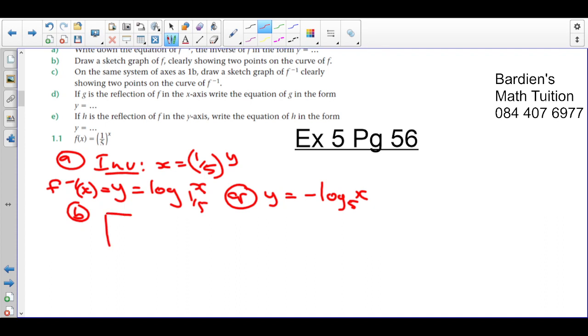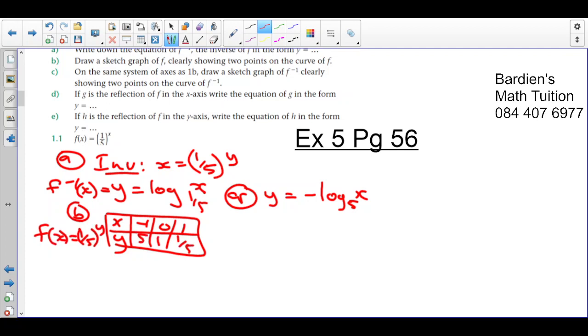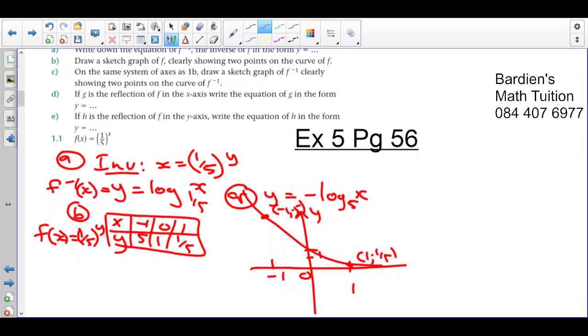So again, if we draw this graph, minus 1, 0 and 1, so x and y, this is f of x equals 1 over 5 to the x. So it's going to be 5, 1 and a fifth. So if I draw that graph, minus 1 goes with 5, 0 gives you 1, and 1 gives you a fifth, which is very close. So the graph is going to be a decreasing graph.